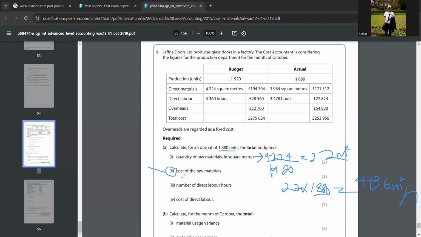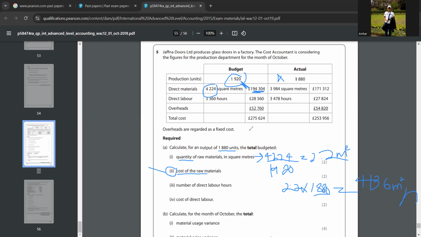Okay, so in this, they're saying the cost of the raw material. Now in this A part, what we did, this one divided by this one into this value. The same thing you have to do when they say cost of the raw material. But first one is quantity. So quantity means we took 4,224. Cost means we have to take this value, 194,304. That answer divided by 1,920 into 1,880. Did you understand that?